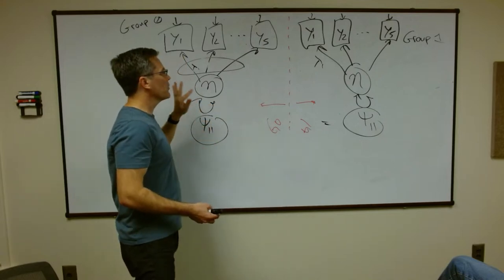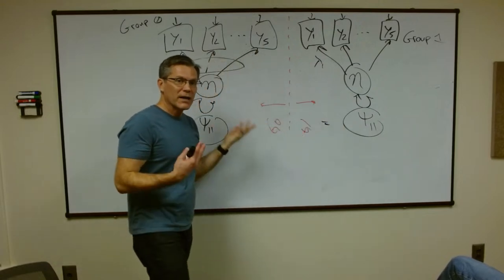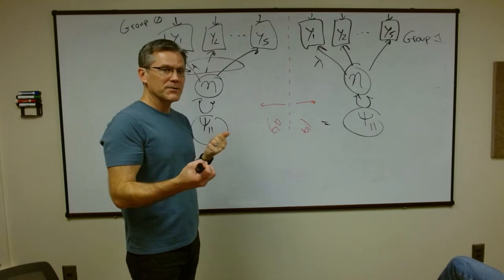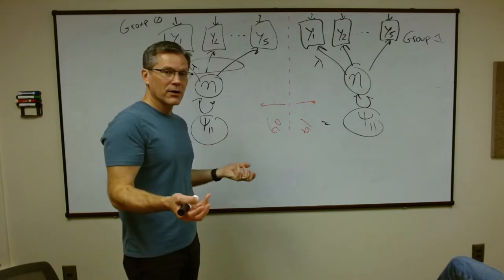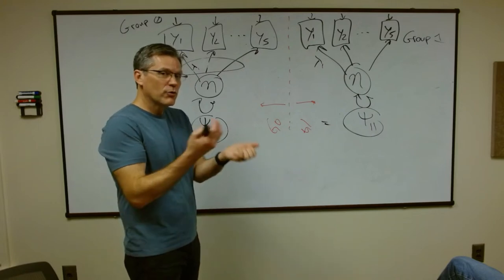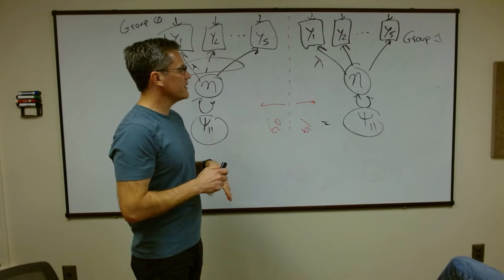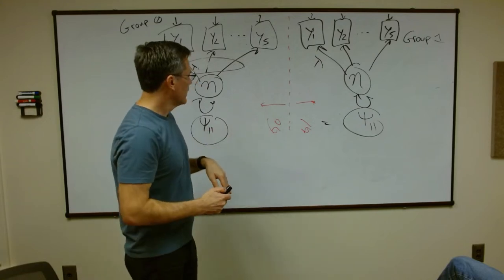Maybe anxiety and depression are more highly correlated in group 0 than they are in group 1. Pick a parameter and we can allow it to differ across groups, and we can test for whether that difference needs to be there or not. Could we just have one parameter? Is one parameter good enough? Or do we really need to allow these two parameters, or this parameter, to differ across these two groups?